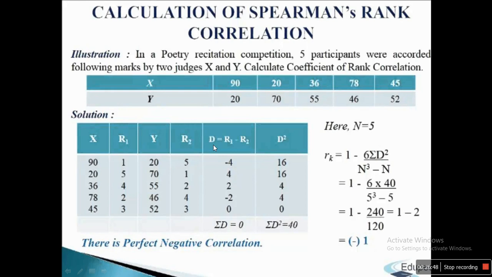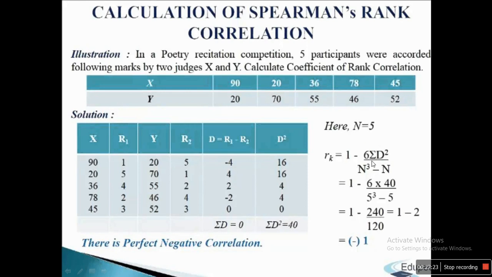Now what we are doing? We are finding out the value of D, which is equal to rank 1 minus rank 2. So rank 1 is 1, rank 2 is 5, so it becomes minus 4. Similarly 4, 2, minus 2 and 0. So you will find that finally sigma D is always 0. Now we are trying to find out the square of D, which is 16, 16, 4, 4 and 0. So summation of D square is 40. And now we can see that everything is done. Here the value of n is 5.